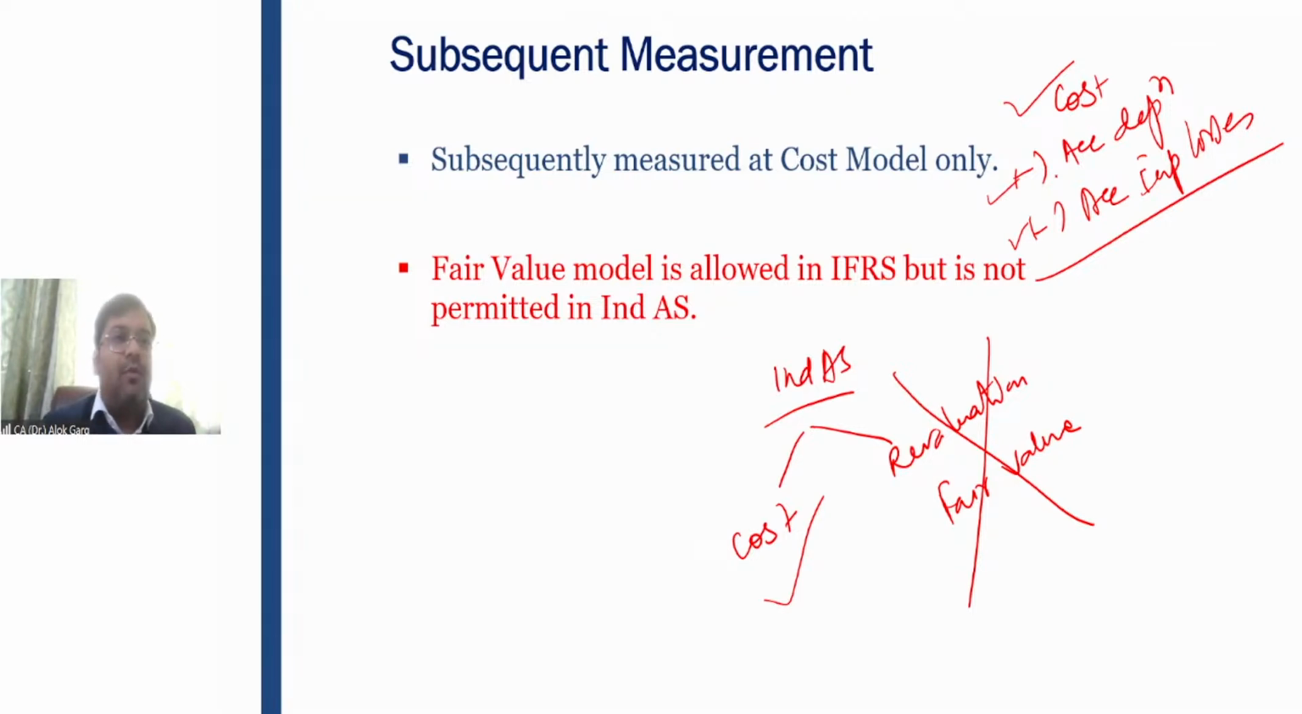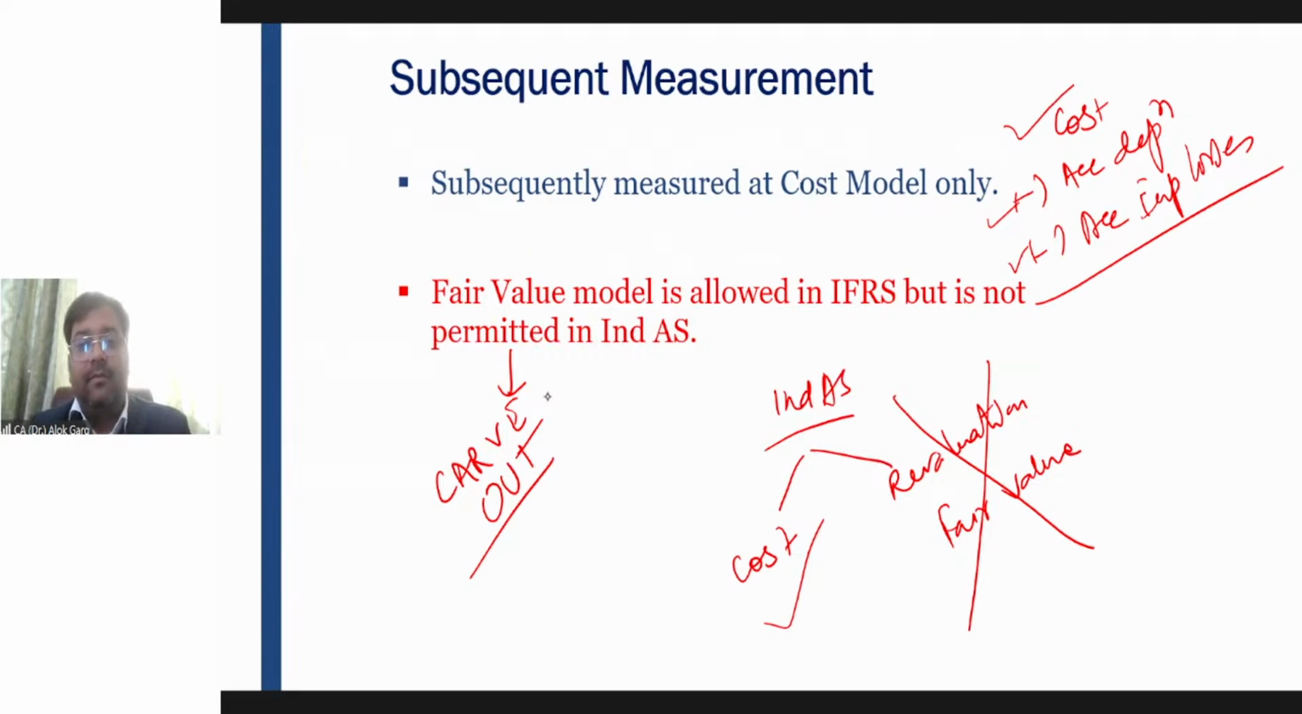So this cost model is cut, copy, paste, whatever we have discussed in Ind AS 16 or Ind AS 38, right? Fair value model is allowed in IFRS, but not allowed in Ind AS. And that is why we have taken a carve out in Ind AS regarding this. But the disclosure has to happen, right, guys? Is it clear?